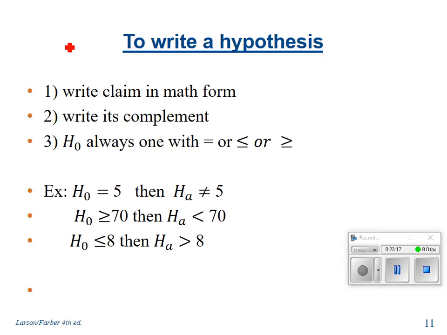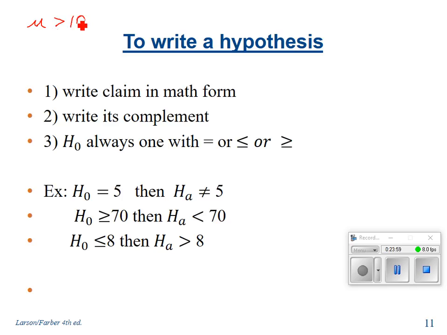So an example here: our null hypothesis, H0 equals 5. Then we write HA does not equal 5. Another example: H0 is greater than or equal to 70, then HA has to be less than 70. Now where you have to be careful is if I make up something here, let's say we have a statement in a problem, and it says mu is greater than, I don't know, give me a number, 10. Mu is greater than 10.